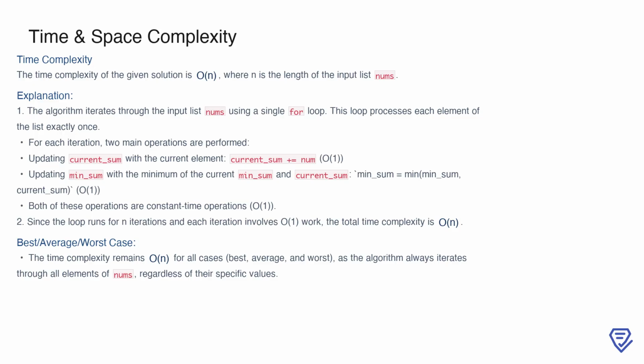Importantly, this holds true for all cases, best, average, and worst, because the number of iterations is always determined by the size of the input list, not the values within it.